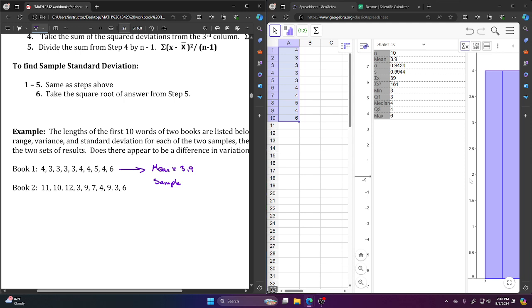I think they want the sample standard deviation here. It'll always tell you in the homework.